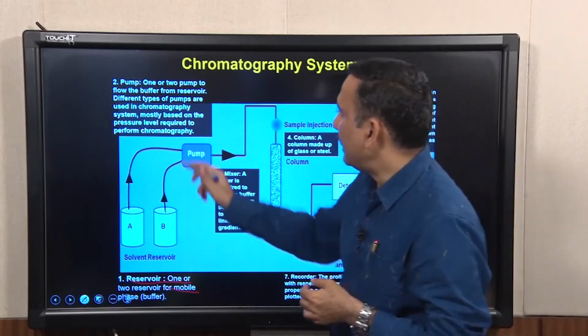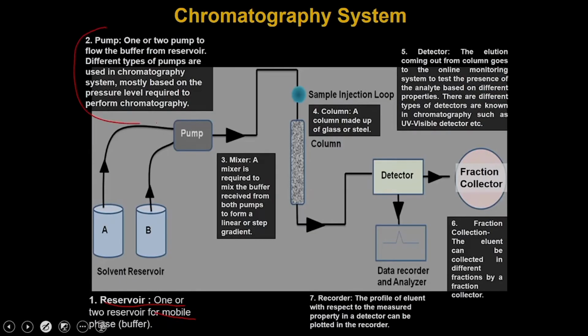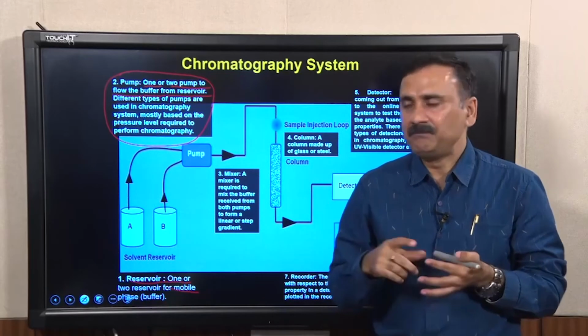Then next to the reservoir you are going to have the pumps. Depending on the type of chromatography system, you can have one pump or two pumps, and they can individually be connected to the individual reservoirs, so that you can utilize the different pumps to produce very precise gradients. Depending on the pressure level, you can utilize pumps which are made of glass or which are made of steel.